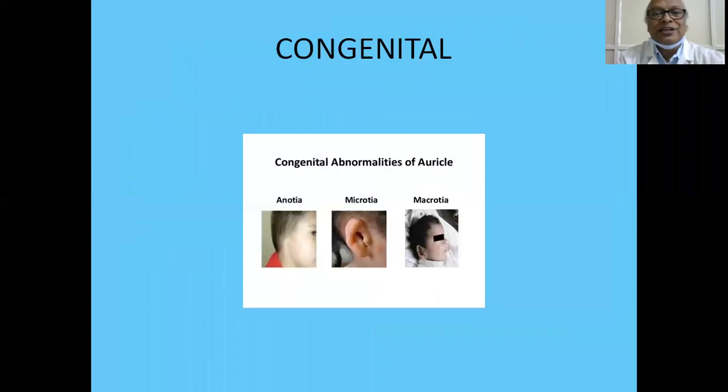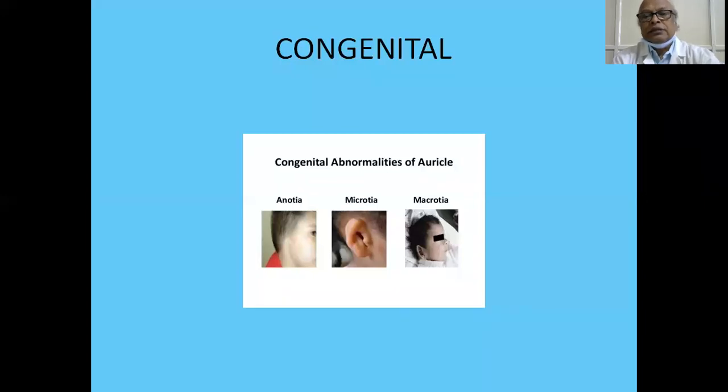Coming to the other congenital abnormalities of the pinna, in the first picture you see there is anotia, that is the entire pinna is absent. That condition is called anotia. In the second picture, the pinna is there but it is smaller in size. That is called microtia. In the third picture the pinna is larger than usual size. We call it macrotia.